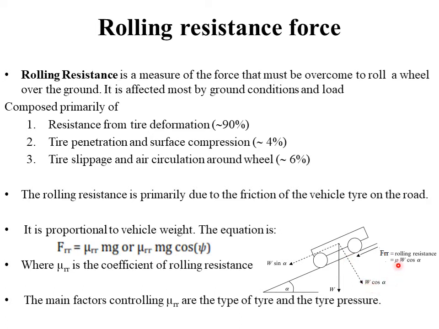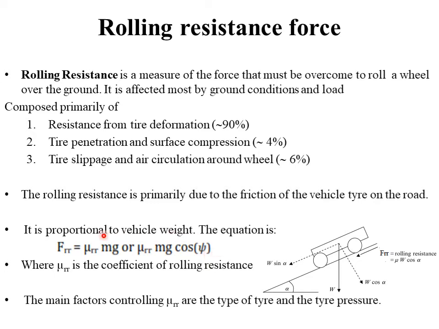So we can write FRR is equal to mu RR into the perpendicular component, which is W cos alpha, where alpha is the angle of inclination and W is the weight, which is given by m into g. So in short, we can write the expression for the force due to rolling resistance as mu RR into mg if there is no inclination, or if there is inclination, mu RR into mg cos alpha, or the same as mu RR into mg cos psi. So psi or alpha represents the angle of inclination.